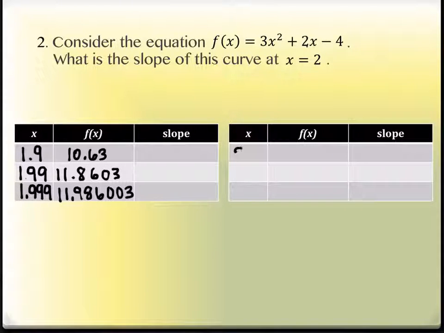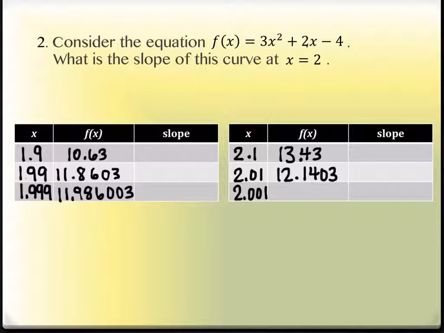I'm going to do the same thing from the right hand side. I'm going to choose 2.1, 2.01, and 2.001 and find their outputs, their y values. This is 13.43, 12.1403, and 12.014003.